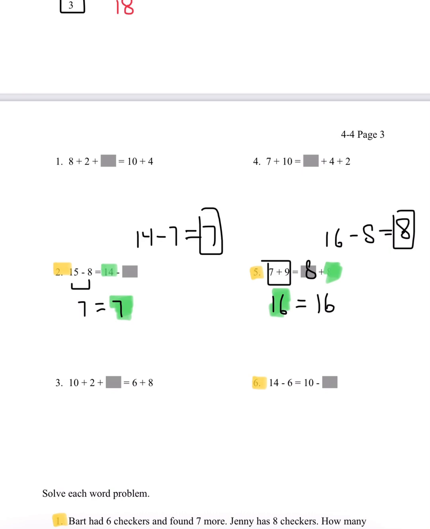Lastly, for 6, we have 14 minus 6 equals 10 minus blank. 14 minus 6 is going to give us 8. Subtract 8 and 10. 10 minus 8 gives us 2. So if we do 10 minus 2 here, it does give us 8. So our answer for 6 is going to be 2.